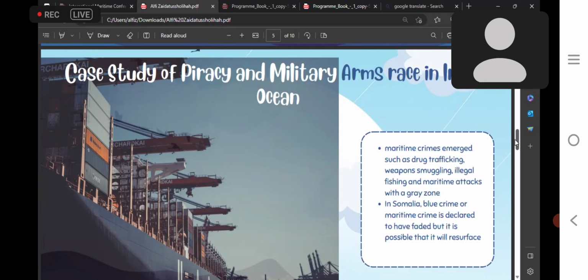The year 2012 saw the end of large-scale piracy, but after that, other maritime crimes emerged such as drug trafficking, weapon smuggling, illegal fishing, and maritime attacks within a gray zone. In Somalia, blue crime or maritime crime is declared to have faded, but it is possible that it will resurface.